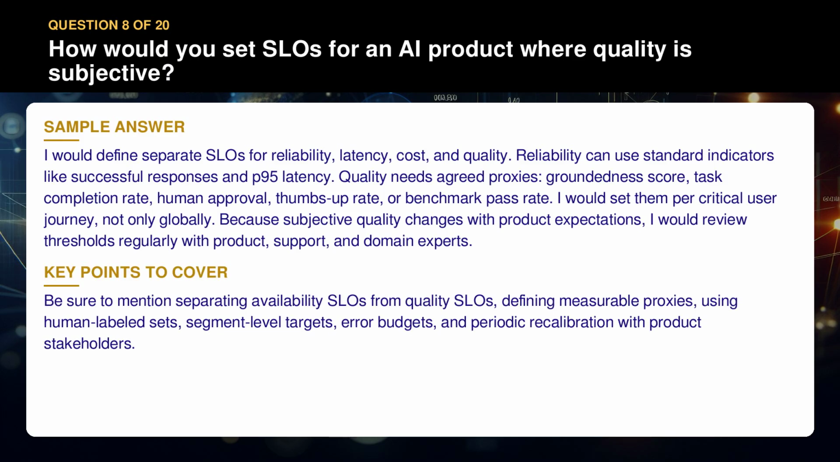Be sure to mention separating availability SLOs from quality SLOs, defining measurable proxies, using human-labeled sets, segment-level targets, error budgets, and periodic recalibration with product stakeholders.